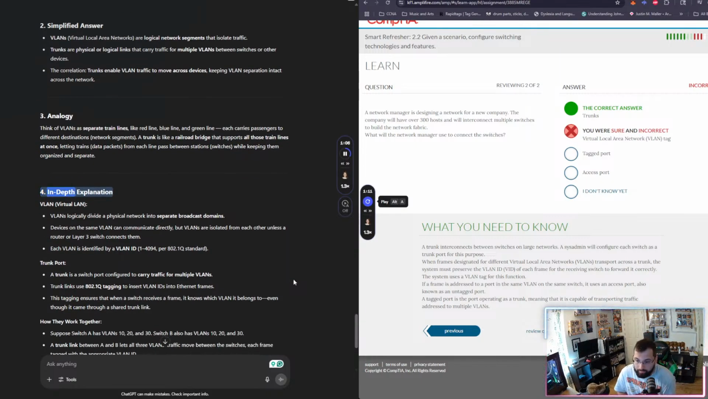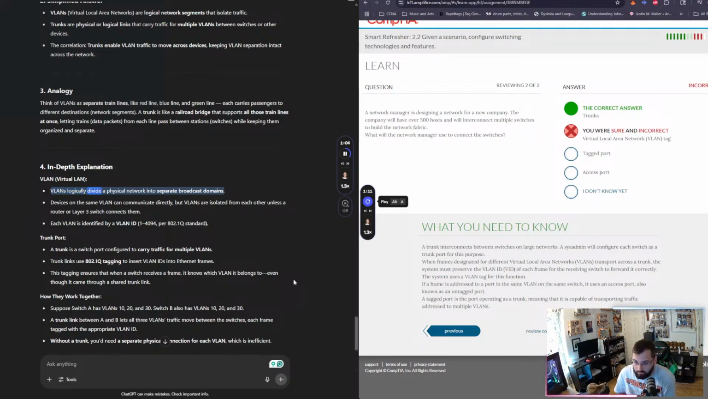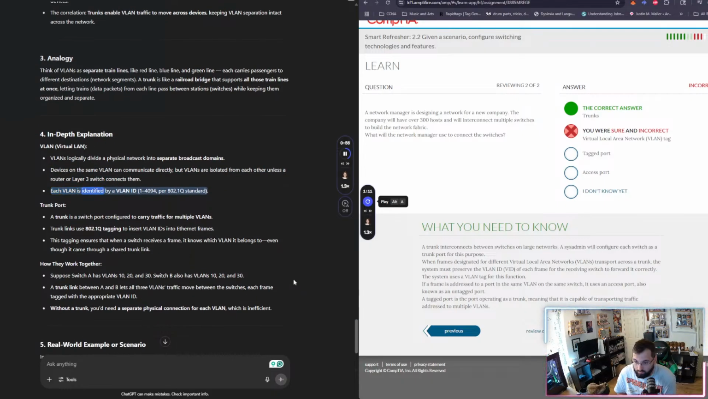4. In-depth explanation. VLAN, Virtual LAN. VLANs logically divide a physical network into separate broadcast domains. Devices on the same VLAN can communicate directly, but VLANs are isolated from each other unless a router or layer 3 switch connects them. Each VLAN is identified by a VLAN ID, 1 to 4094, per 802.1Q standard.